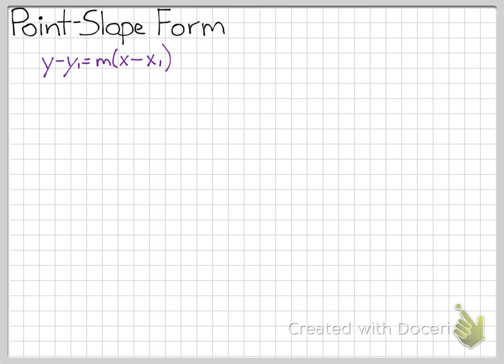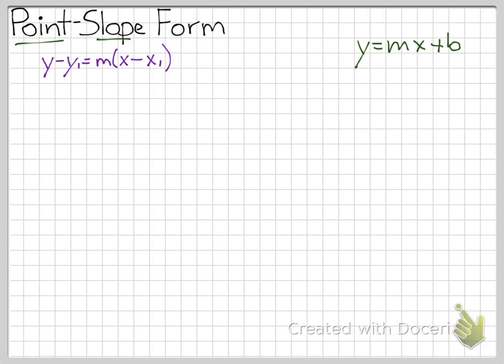So for point-slope form, we get the equation y minus y1 equals m times the quantity x minus x1. And our goal is to get this into slope-intercept form, which we should know is y equals mx plus b. Now what we're going to start with in point-slope form is a point and a slope. So we're going to take that point and slope and get it to our end product.